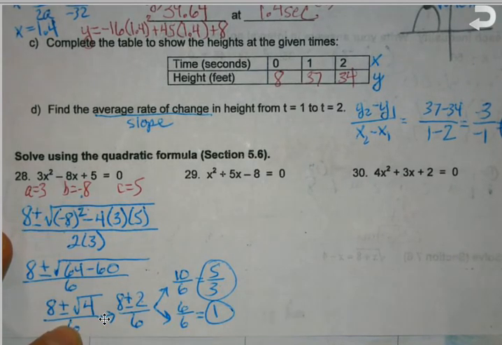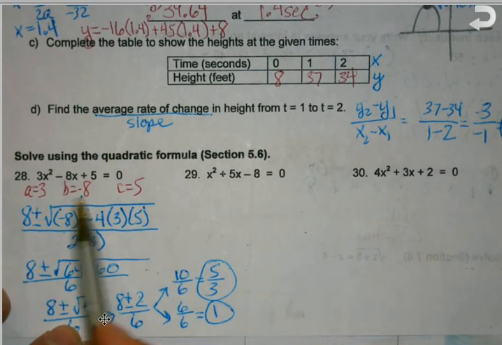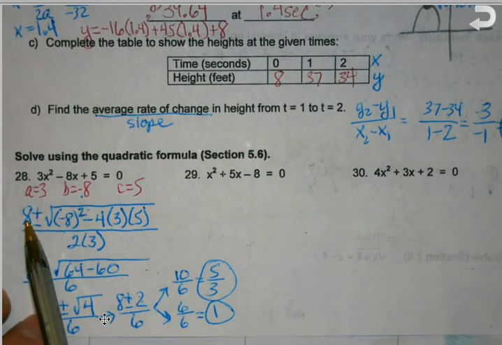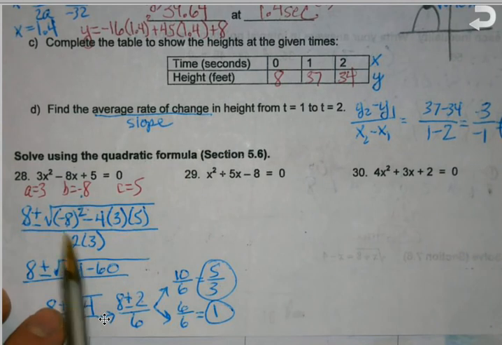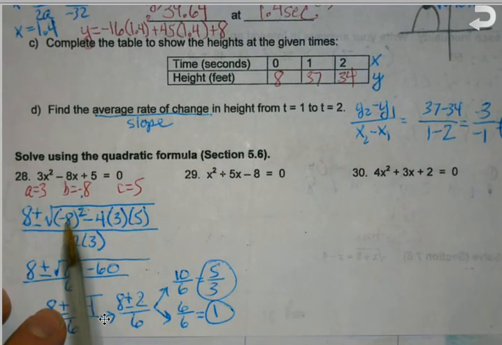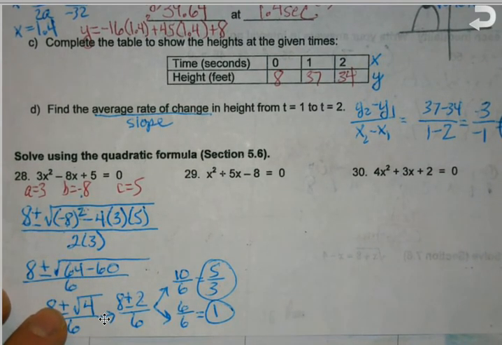I'm willing to bet if you had an issue, it's in one of two places. Either we forgot that it was negative b and ended up with this 8, or if it was inside, did you get this negative 8 into parentheses? Because if you didn't, you're going to end up with a fairly large negative number, like negative 124.